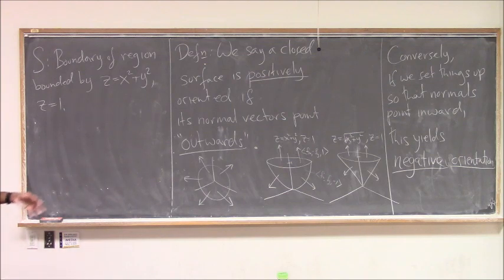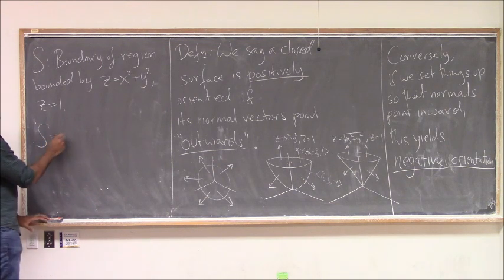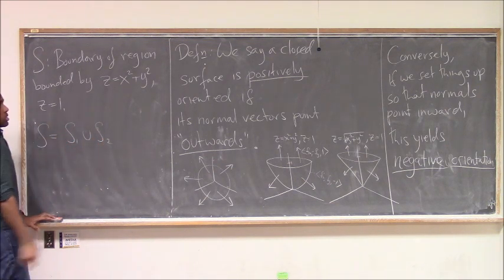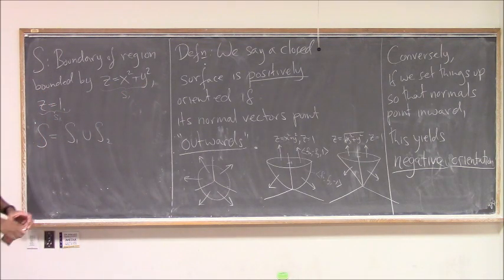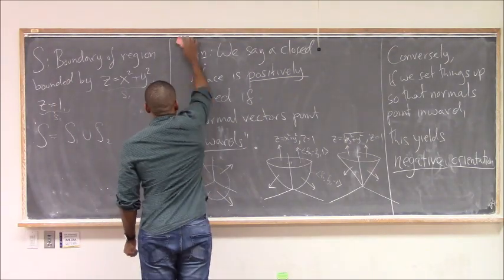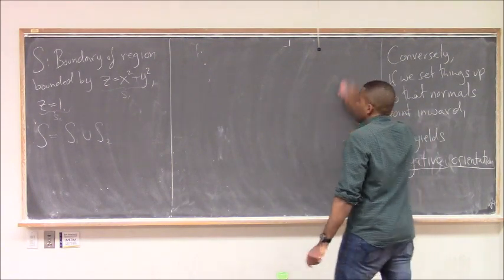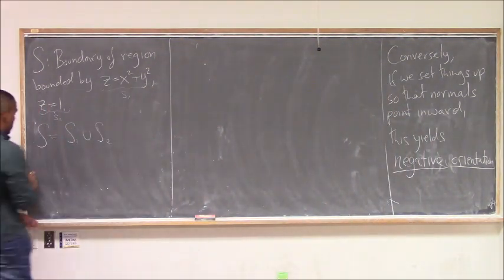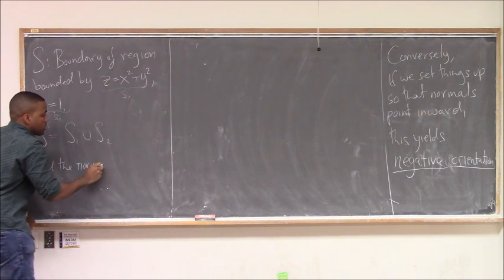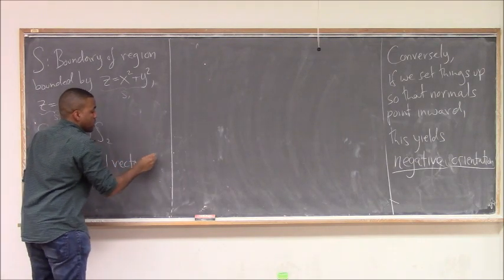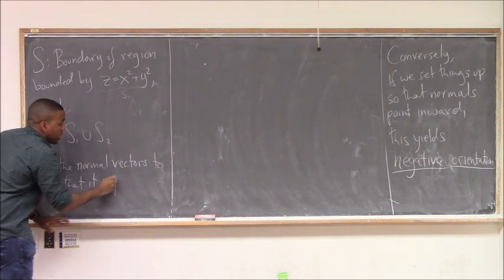Now, we'll get more practice with this, but how you would deal with this surface is you would literally break it into two parts. You think of this surface as being equal to the union of two surfaces. So you can call this one, for example, S1, and call that one S2. And so you'd find the normal vectors for each one. So if we were to say, for example, find the normal vectors to S so that it is positively oriented.